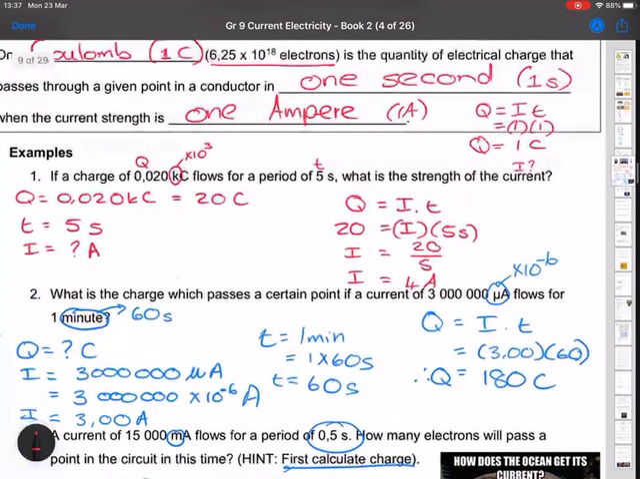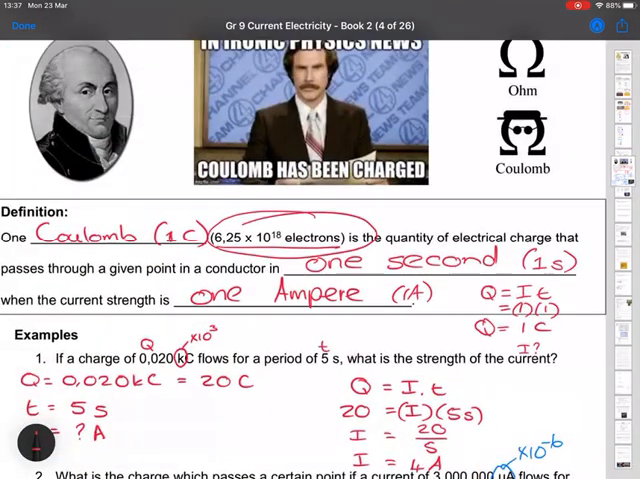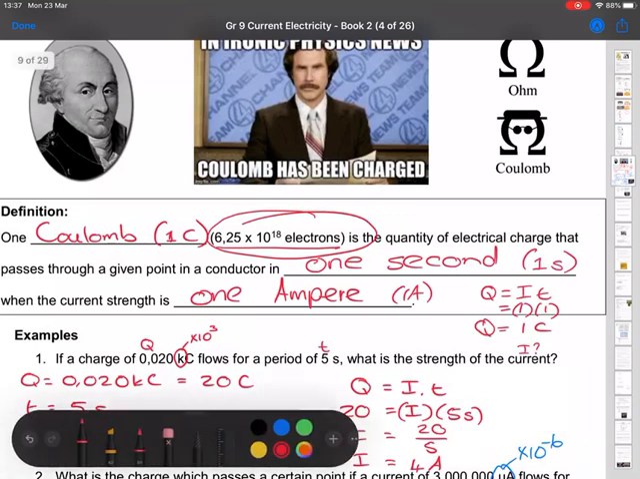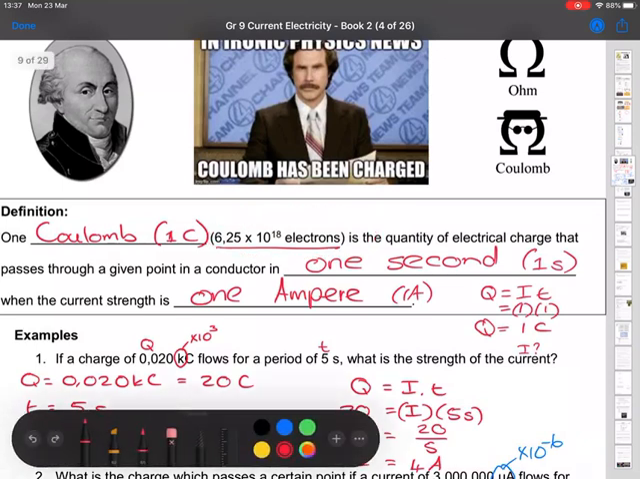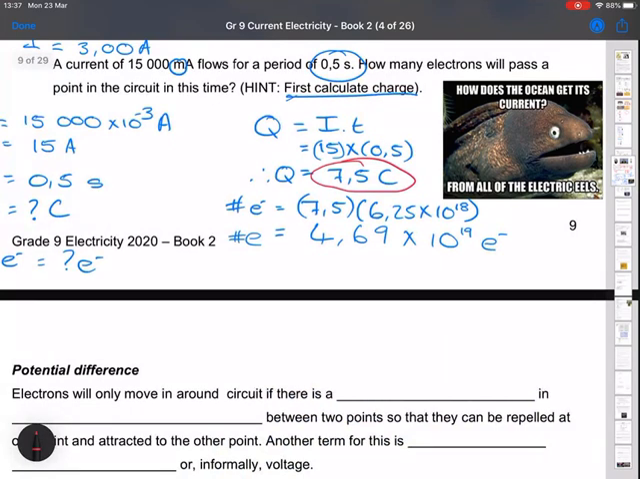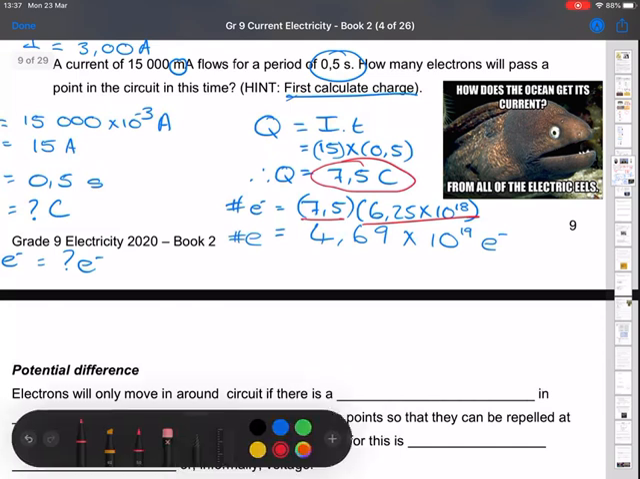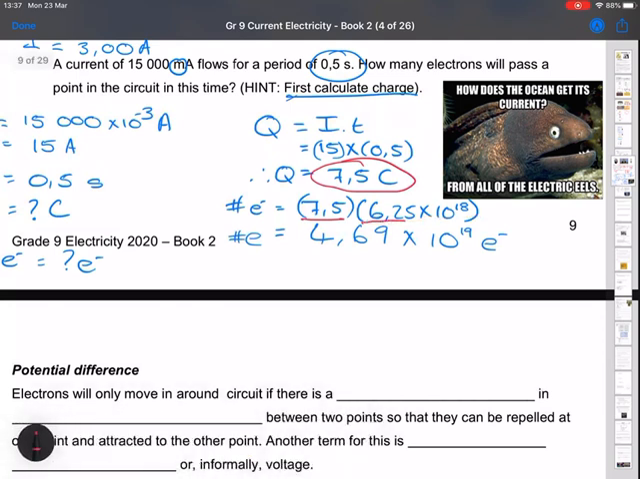So just to recap, calculate the charge. We've got 7.5 coulombs of charge. In each coulomb of charge, there are 6.25 times 10 to the 18 electrons. So if I said to you, we have 7.5 weeks, how many days do you have? You'd go 7.5 times 7 days. But we're not dealing with weeks, we're dealing with coulombs, and each coulomb of charge has got that many, 6.25 times 10 to the 18 electrons. So press the buttons on the calculator and you get 4.69 times 10 to the 19 electrons.